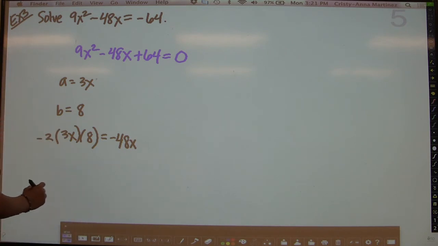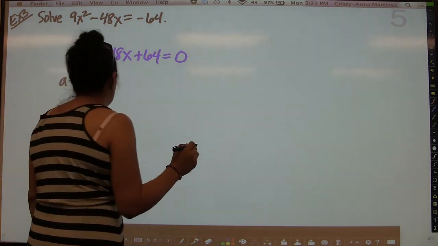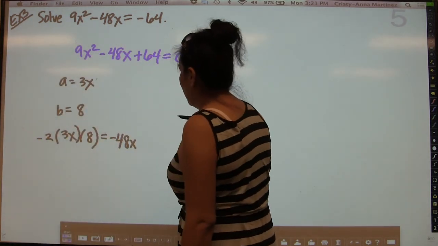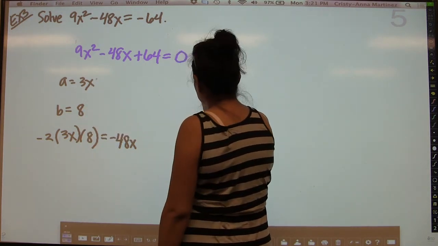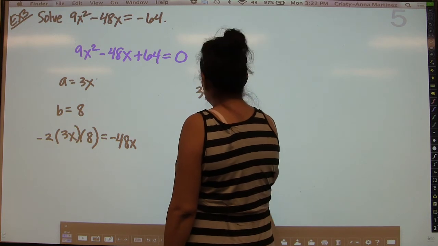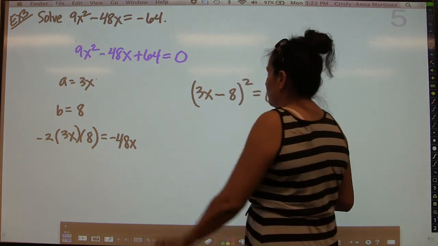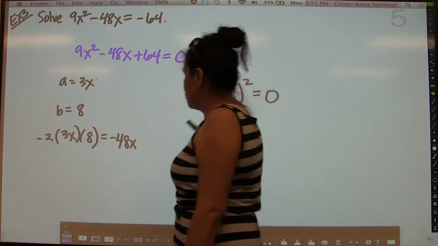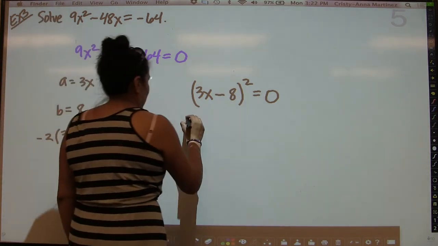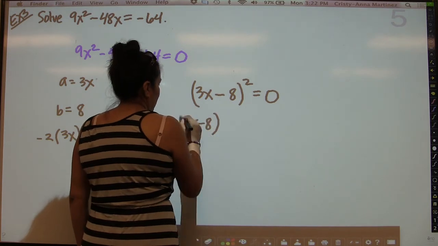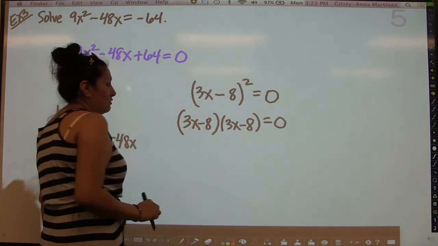So I don't need to do the factoring technique that I used in the previous example. I can actually use the square of a binomial. So according to that pattern, I just take A minus B, because this is a minus. So I'm going to say A minus B quantity squared equals 0. So now I factored the left-hand side, and I know that it becomes 3x minus 8 quantity squared, which really means 3x minus 8 times 3x minus 8 equals 0. So I get the same factor twice.